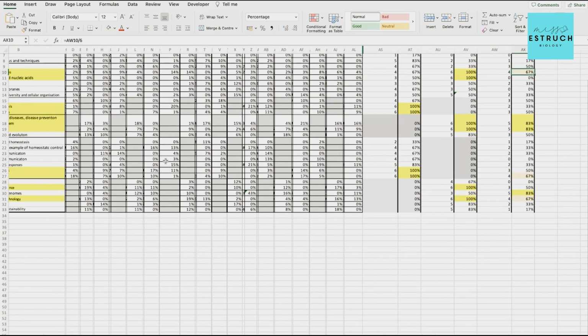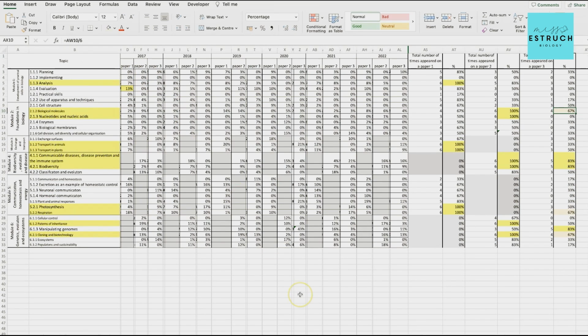But as I said, for some of them, they're not coming up in high proportions of each paper. It might have just been 1 or 2 marks. But overall in yellow, these are the key topics that frequently get assessed. So make sure you thoroughly understand those topics for OCR A.